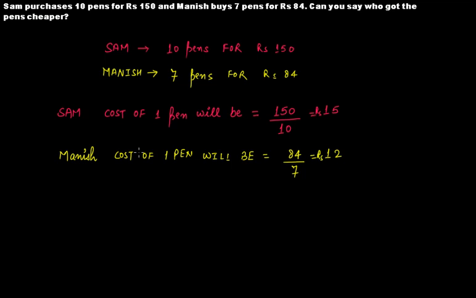Therefore, if you compare now the cost of one pen in case of Sam and the cost of one pen in case of Manish, then rupees 15 is being paid in this case, that is of Sam's, and rupees 12 is being paid in this case, that is of Manish. Therefore, since 12 is less than 15, therefore Manish has bought pens cheaper than Sam.